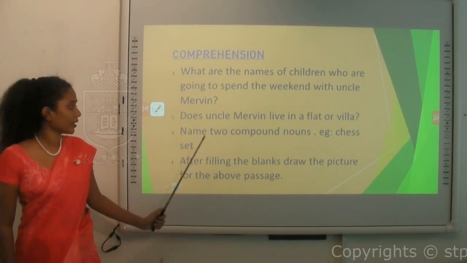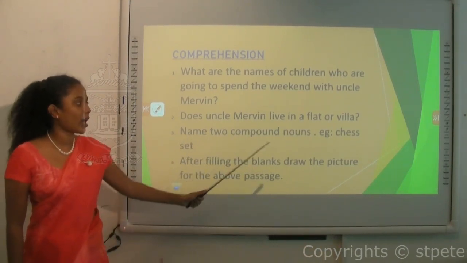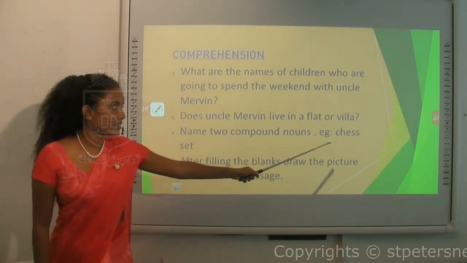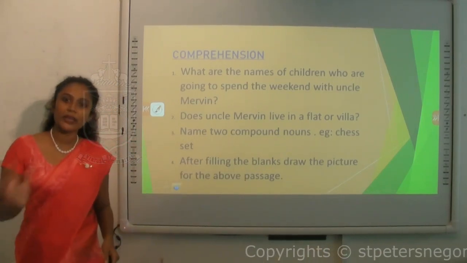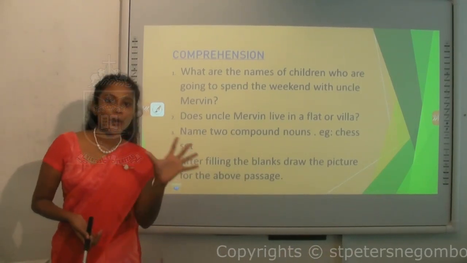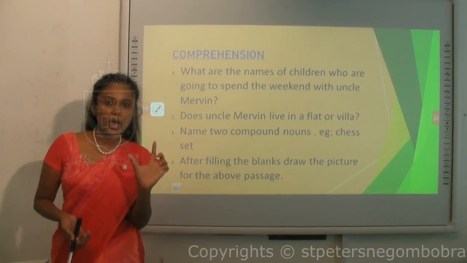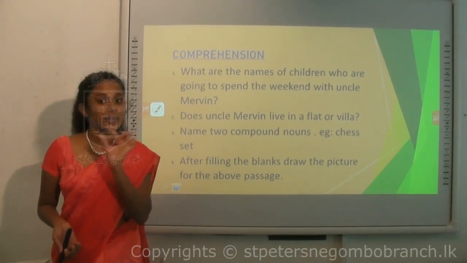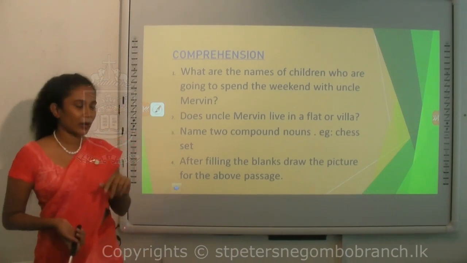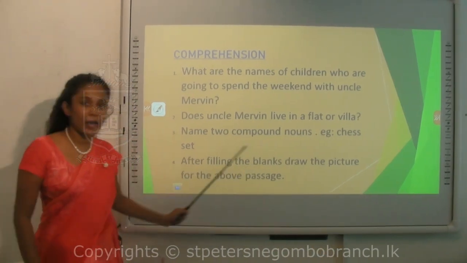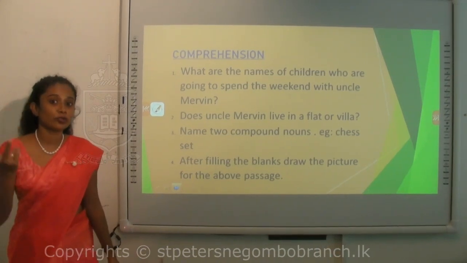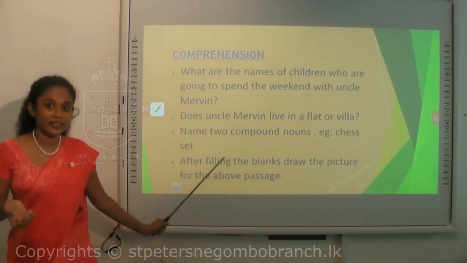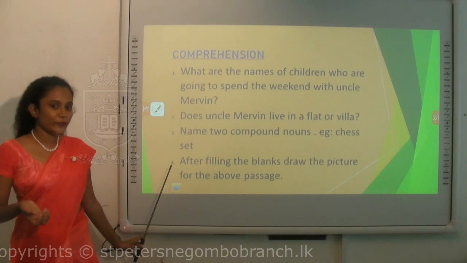They are asking, name 2 compound nouns. Example is their chess set. What do you mean by a compound noun? 2 nouns are together. Both the nouns have meaning, but when they are together, it has another meaning. So you can find out, except this compound noun, you need to find out 2 more compound nouns and you have to write there. Number 4.